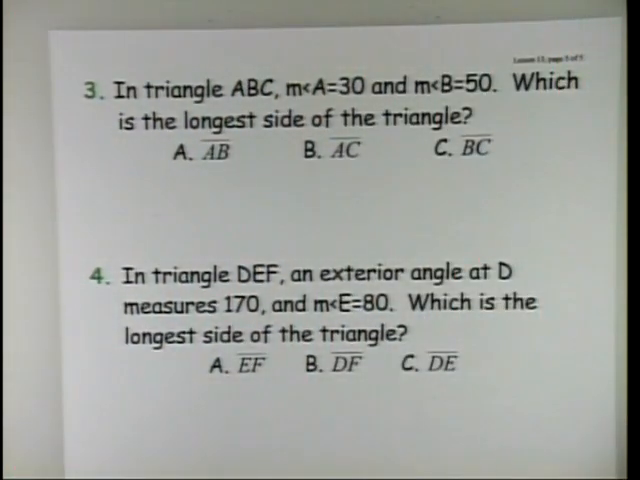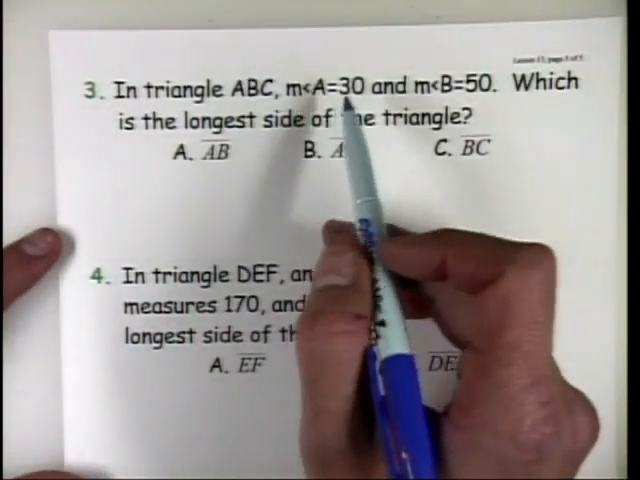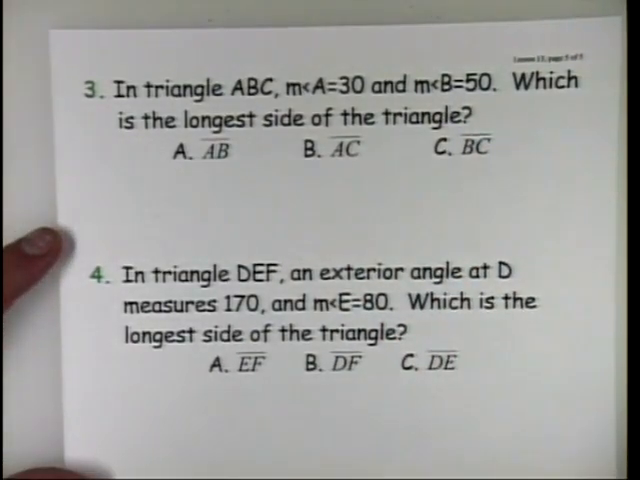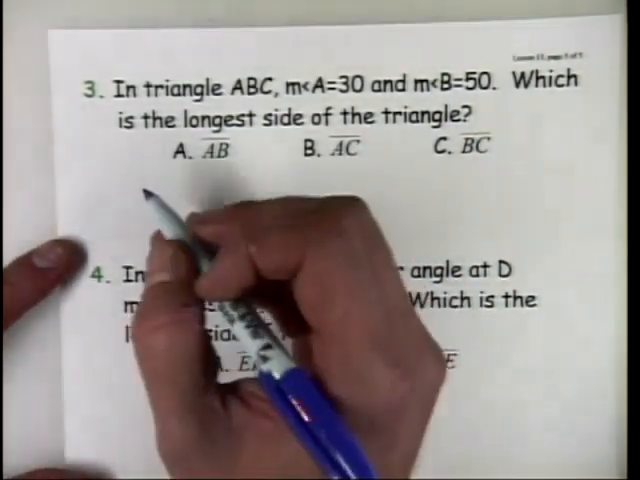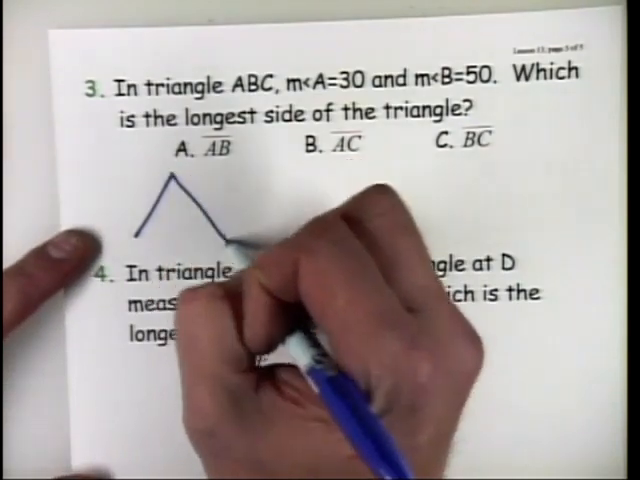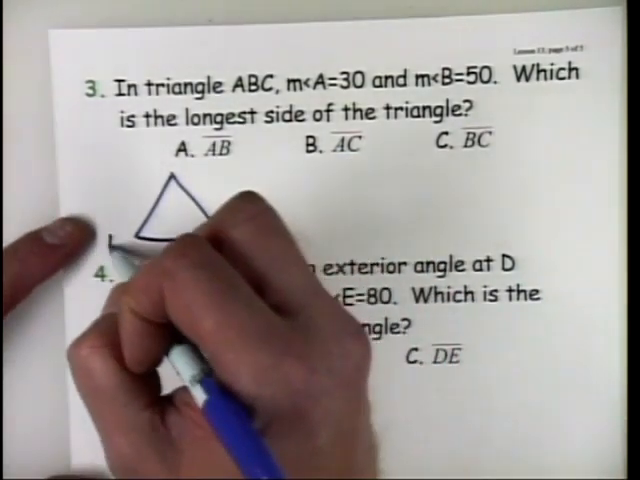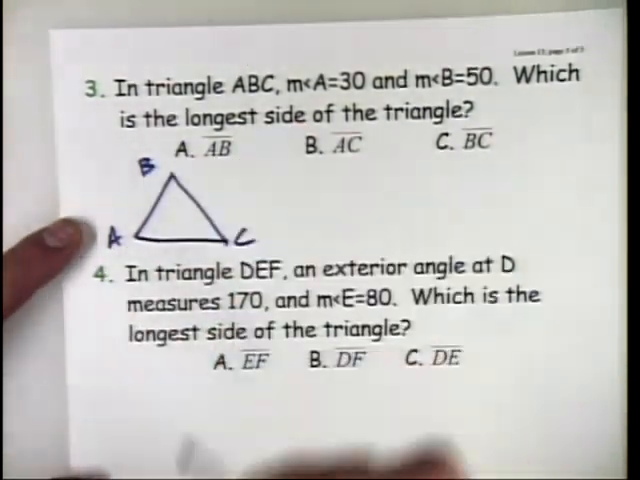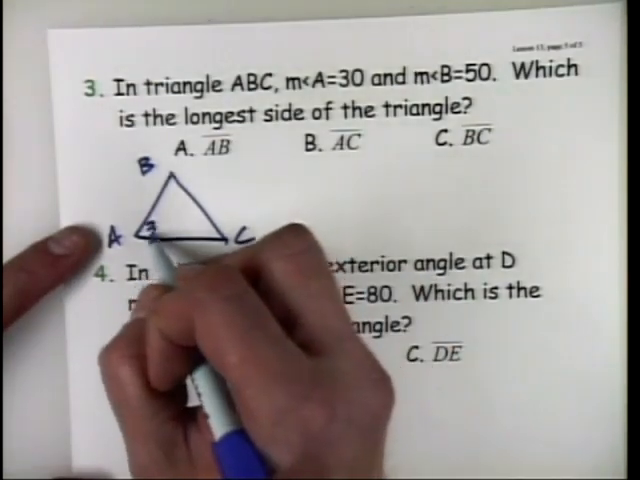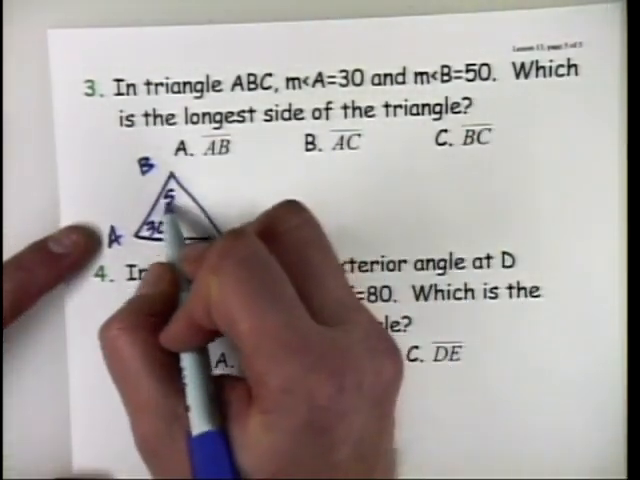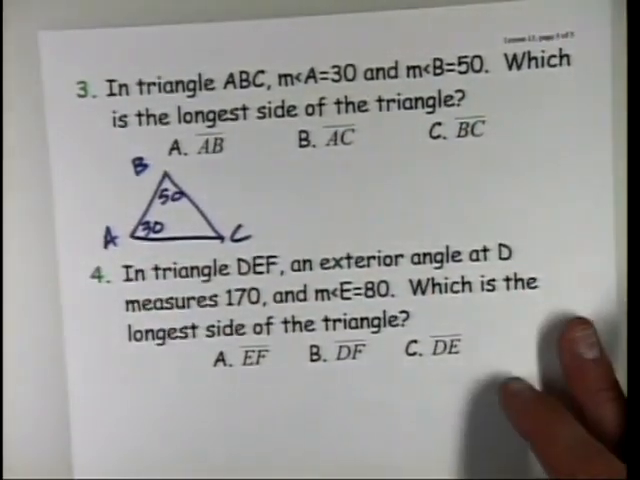Number 3. In triangle ABC, the measure of angle A is 30 and the measure of angle B is 50. Which is the longest side of the triangle? Well, we do have to have a triangle so that we can label something. So I'll just call this A, this B, and this C. Now I know the measure of angle A is 30, the measure of angle B is 50. What's the longest side of the triangle?